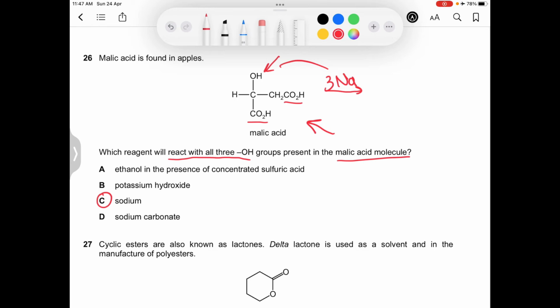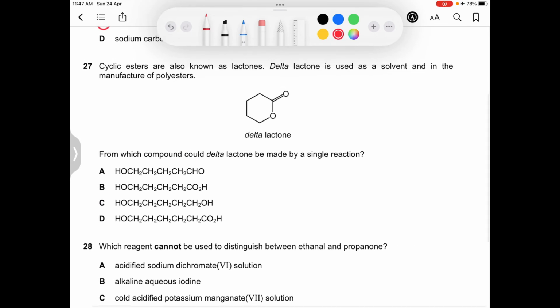Okay, yeah. Another type of question that comes frequently, which is number 27, says that cyclic esters are also known as lactones. So this is lactone. Delta lactone is used as a solvent in manufacture of polyesters. For which compound could delta lactone be made by a single reaction? So first of all, if you face a certain type of this reaction, you will start thinking about an open chain, and then you will change it to a cycle like this.